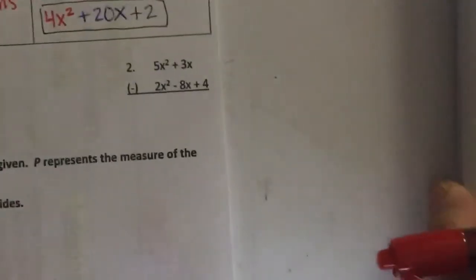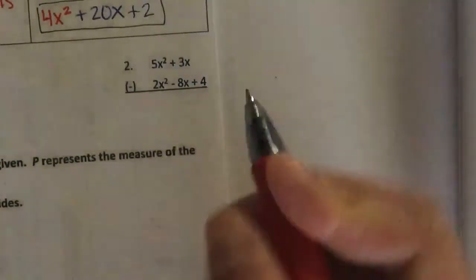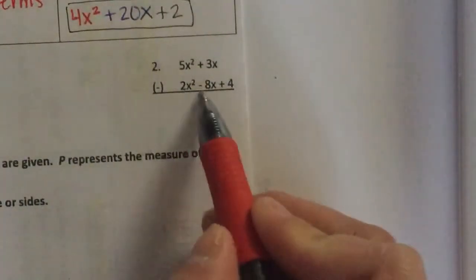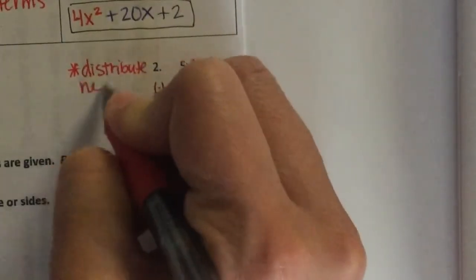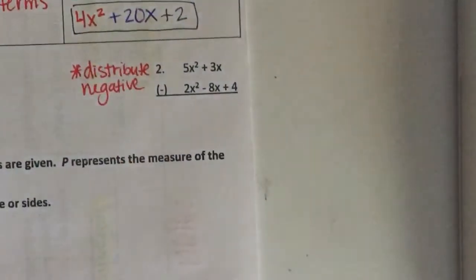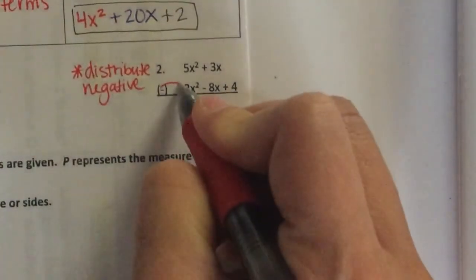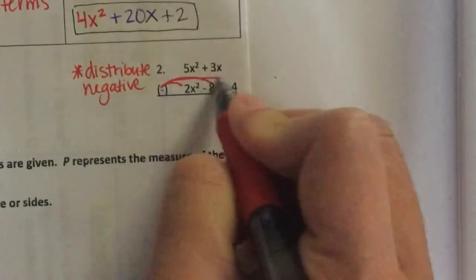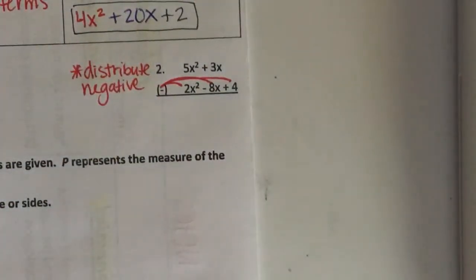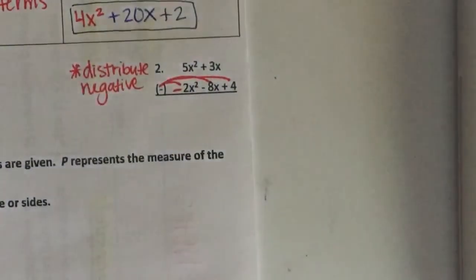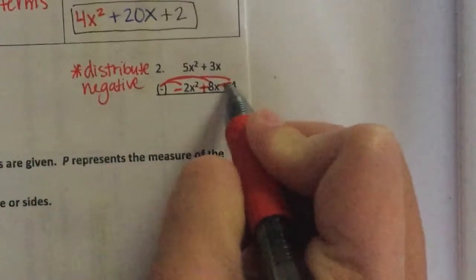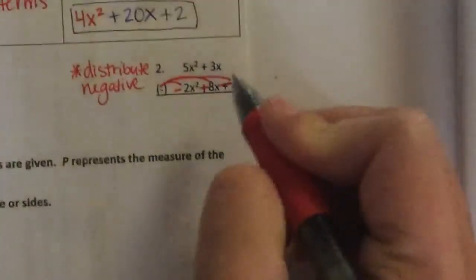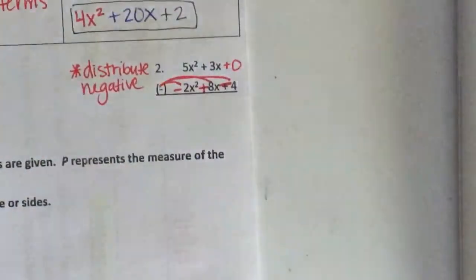Next, number 2. Here you're subtracting. When you subtract, you need to change the signs of each term on the bottom. So you're going to distribute the negative. Distribute the negative here, distribute the negative here, distribute the negative here. When you do that, you're going to have a minus 2x, a plus 8x, and a minus 4. Here, this is like a plus 0 at the end.